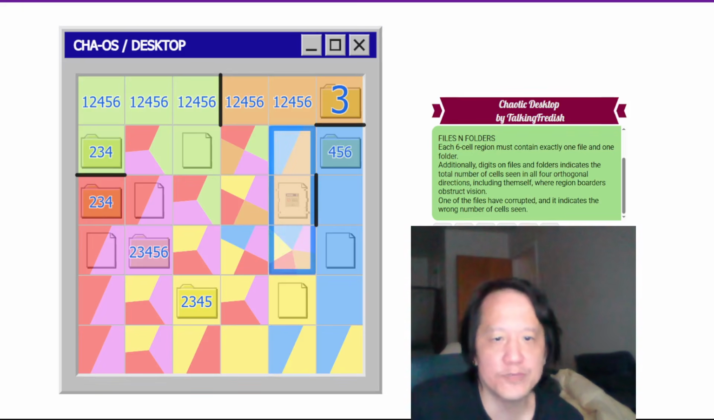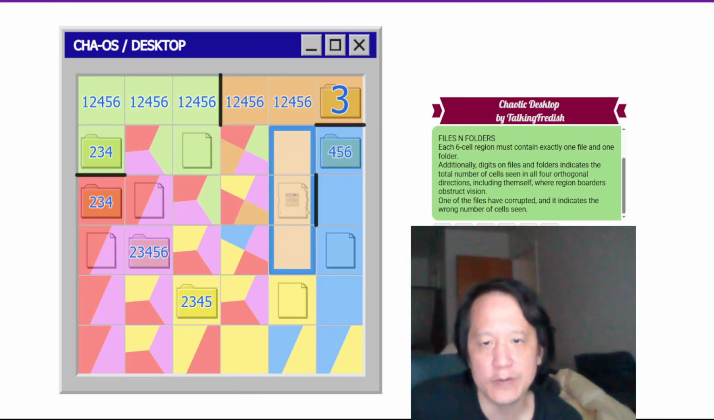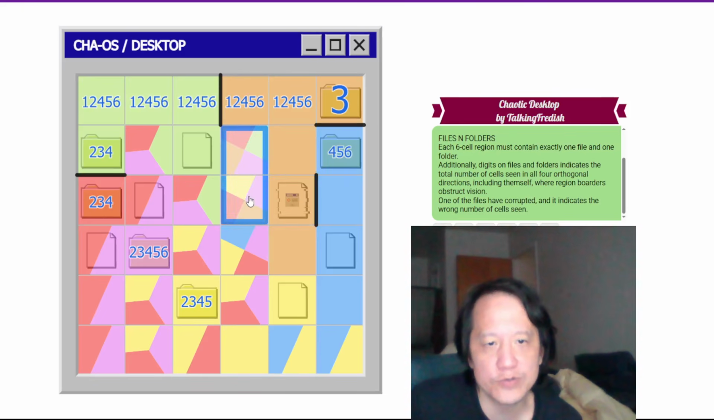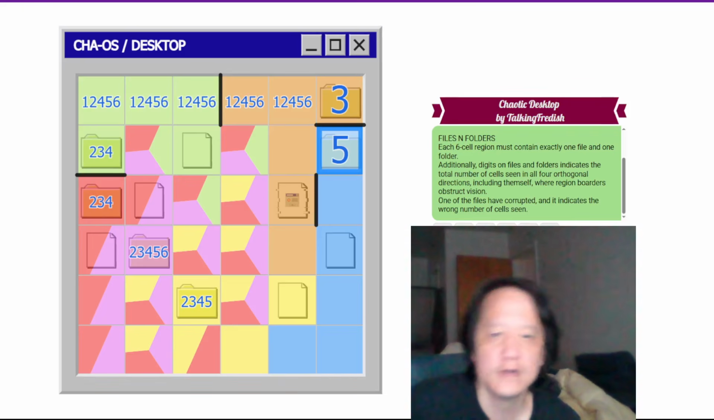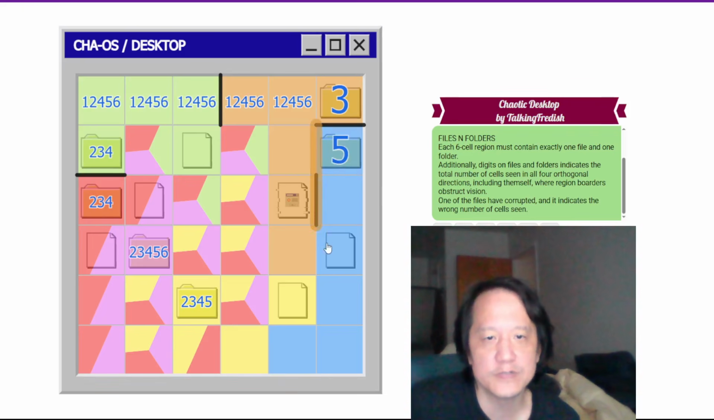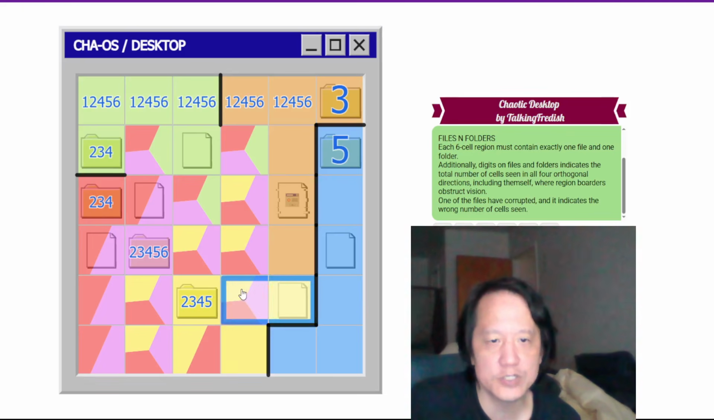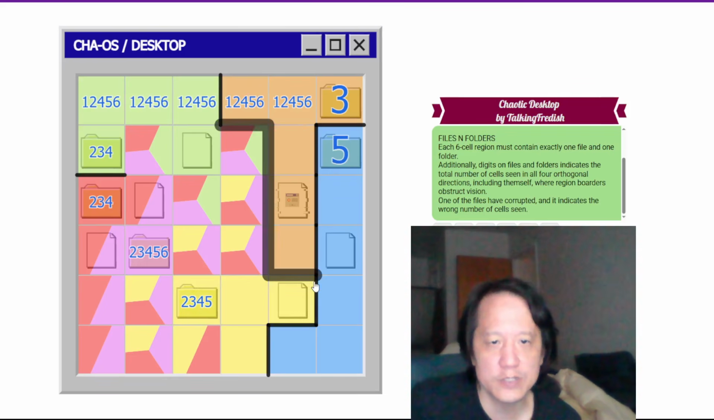So what happens if we do orange all the way down? That eliminates orange from the rest of the row. One more blue here. That means this can't be yellow. It's all blue. This would have to be 5, because it only sees 5 cells. Oops. So this would be done as a region. Yellow would have to go here. This is done as a region.